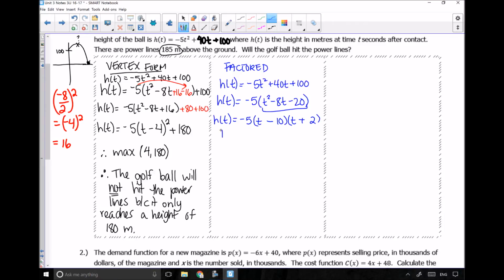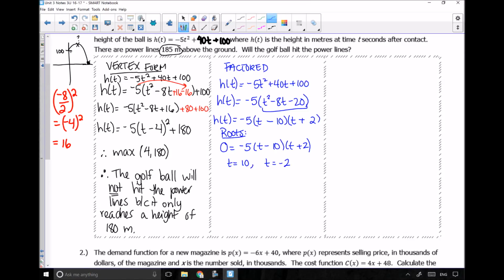Okay, so now I'm going to find my roots, or my zeros. And how do I find my roots? I set h of t equal to 0. So I'm going to say 0 equals negative 5 times t minus 10 times t plus 2. Okay, so that means that my roots are going to be t equals 10 and t equals negative 2.